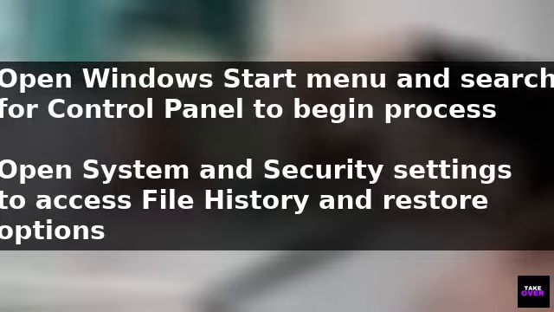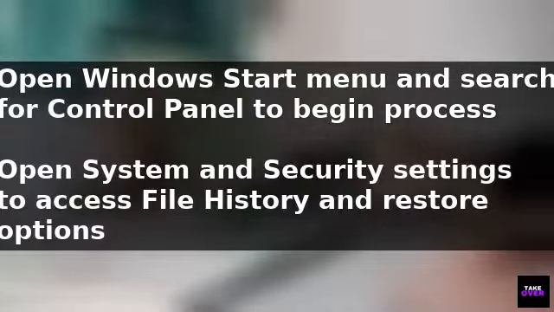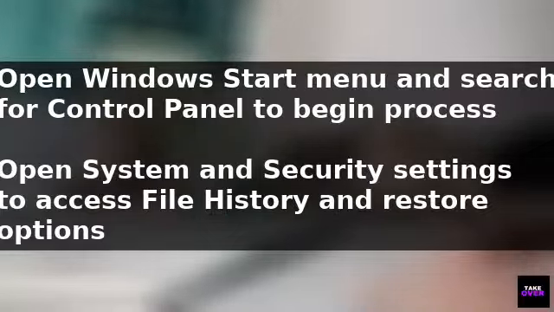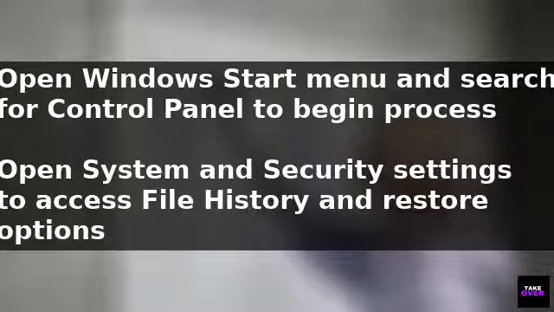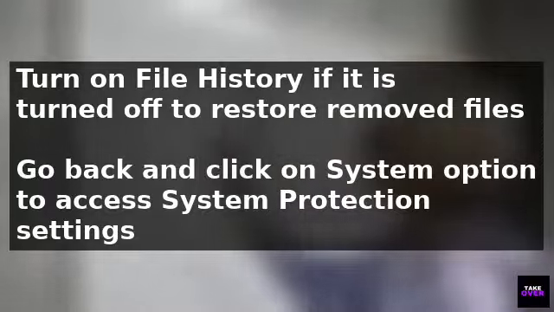To restore a recycle bin after it has been emptied, start by opening the Windows Start menu and searching for the control panel. Once the control panel is open, you can adjust various computer settings. To proceed with restoring the recycle bin, open the System and Security settings, and from there, select File History.